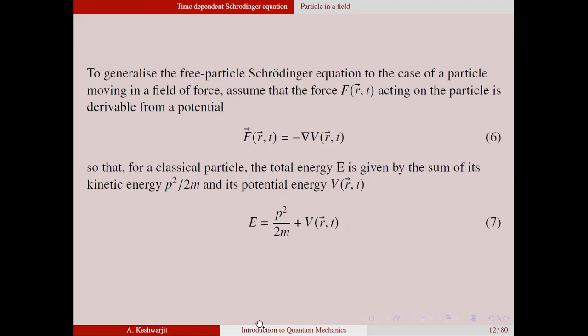Let me add something here. Now, if I let this whole equation act on psi, if you remember, E psi is I h bar del psi by del t.